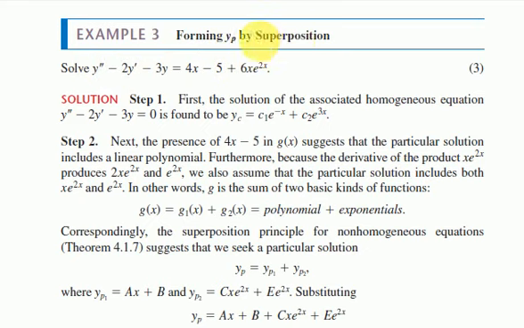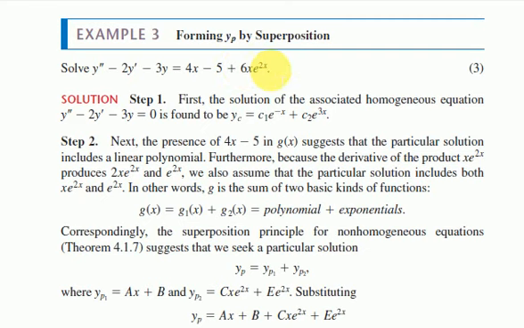Again, we are using the same technique, but what is the difference from the last lecture? Here the right hand side consists of 2 types of functions, which is our function g of x. This is the linear polynomial 4x minus 5, and this is another function, x e raised to power 2x. So our g of x is actually made up of 2 functions: a linear polynomial and an exponential function.